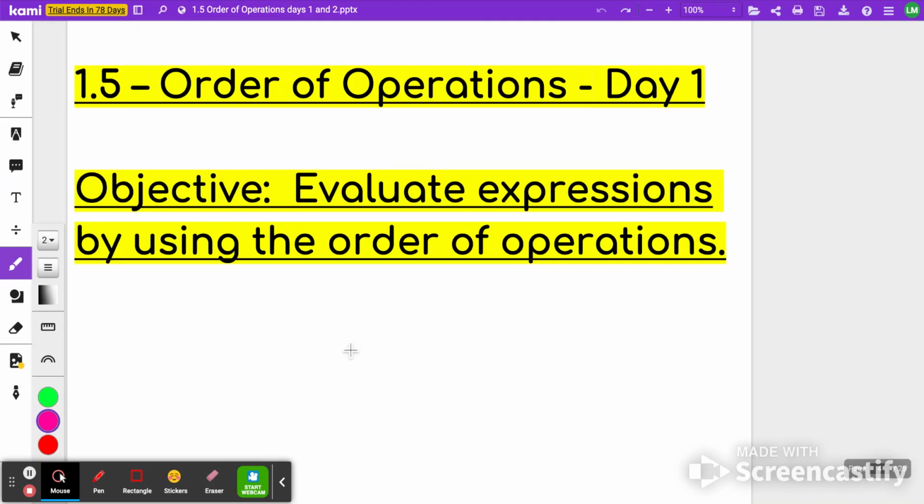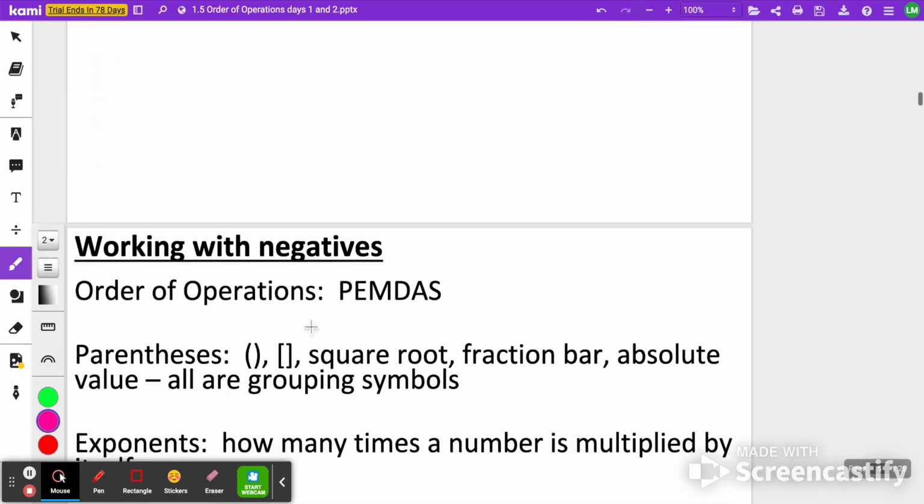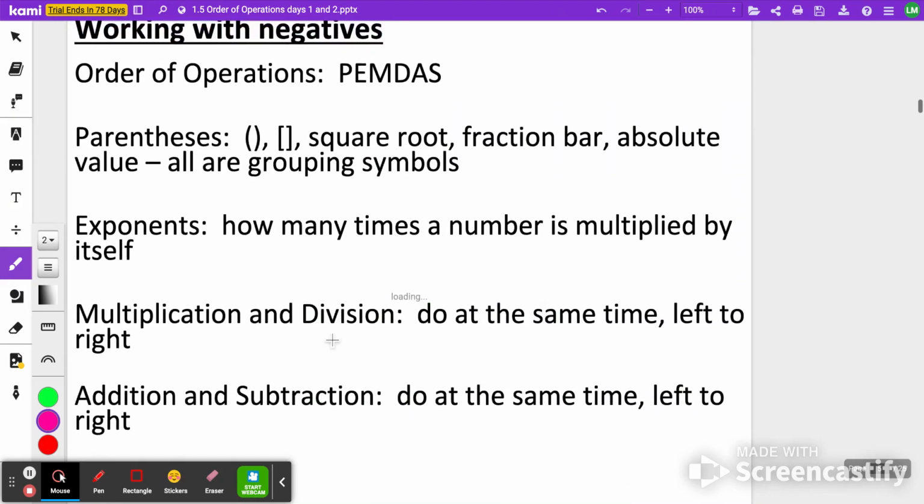Today we're going to be looking at lesson 1.5, Order of Operations. Today we're going to focus on day 1, which is just your normal positive and negative whole numbers. And when you tune back in tomorrow for day 2, we're going to focus on order of operations with fractions. Let's go ahead and talk about what those order of operations are first.